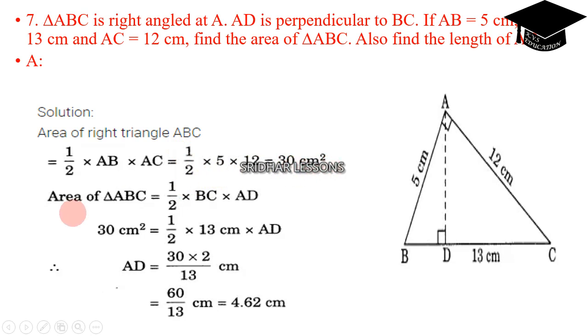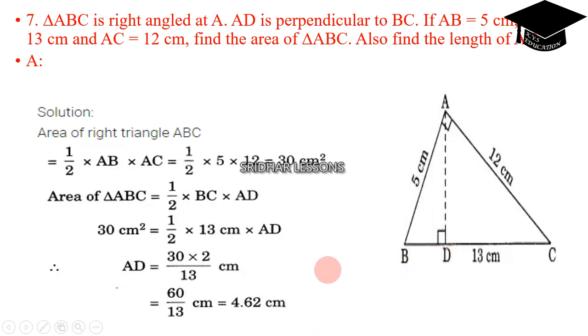And also area of triangle ABC is equal to 1 by 2 into BC into AD, because base into height, this is also in terms. That means 30 centimeters square is equal to 1 by 2 into 13 into AD. So the value of AD is equal to 30 into 2 by 13, 30 into 2 is 60 by 13 centimeters. Upon cancellation, we got the value of AD as 4.62 centimeters. This is the height.